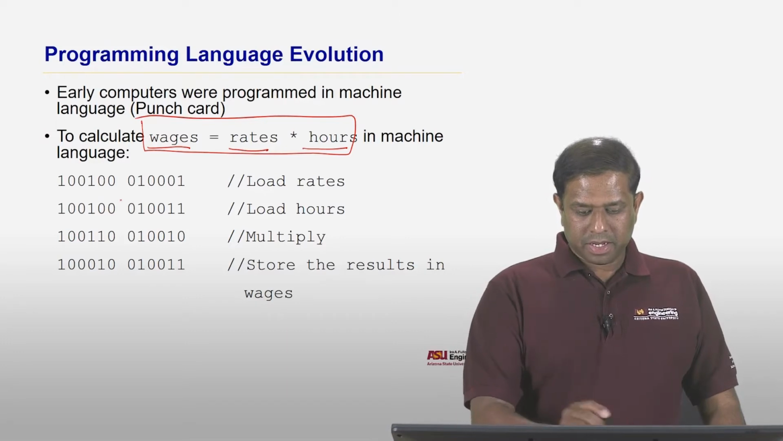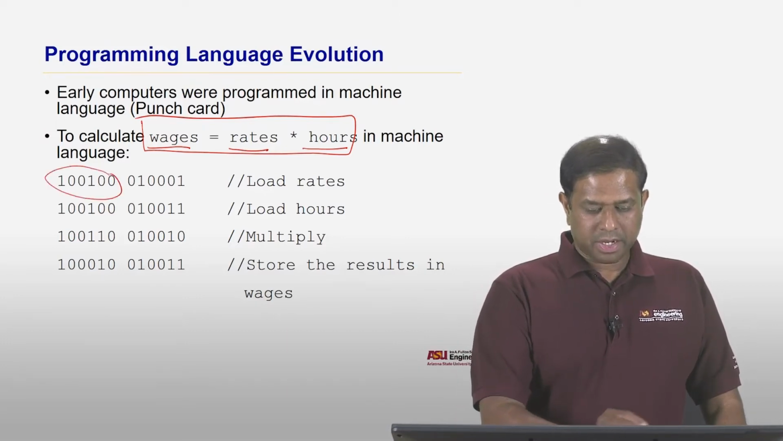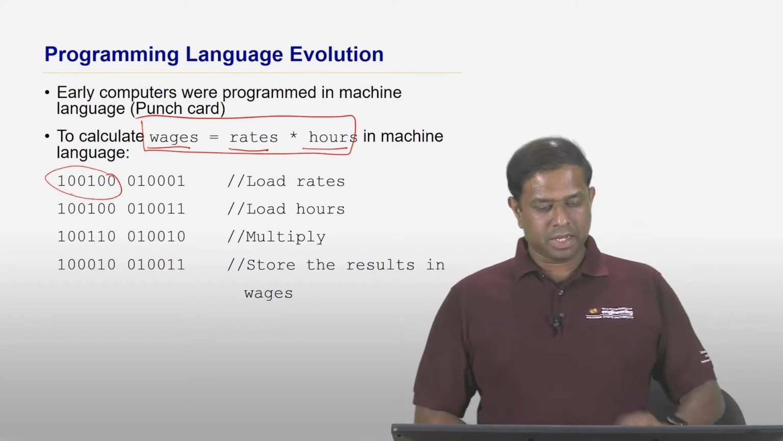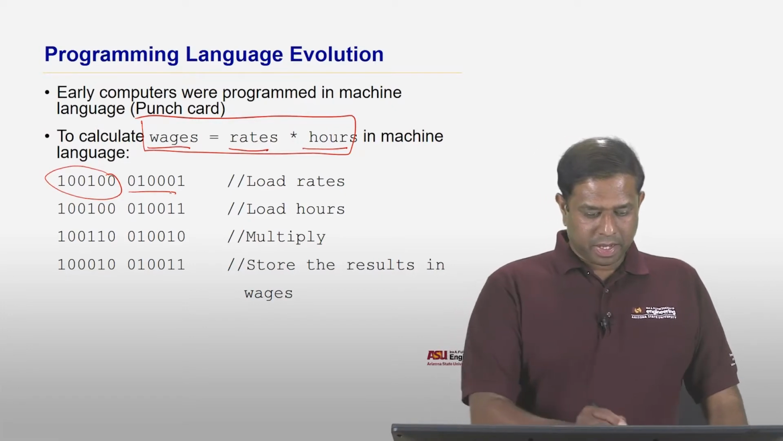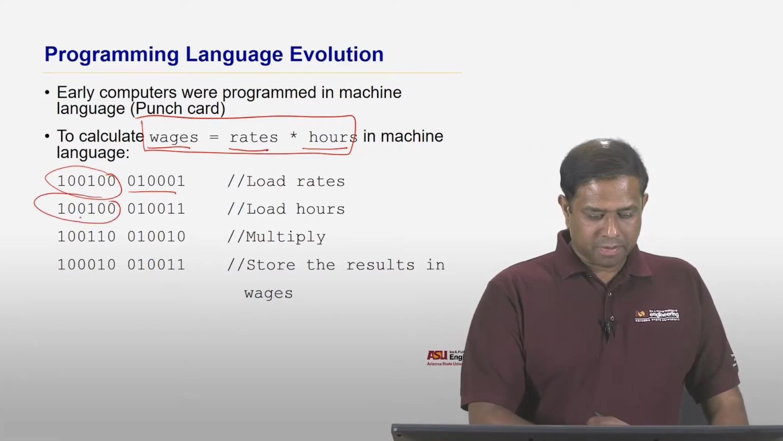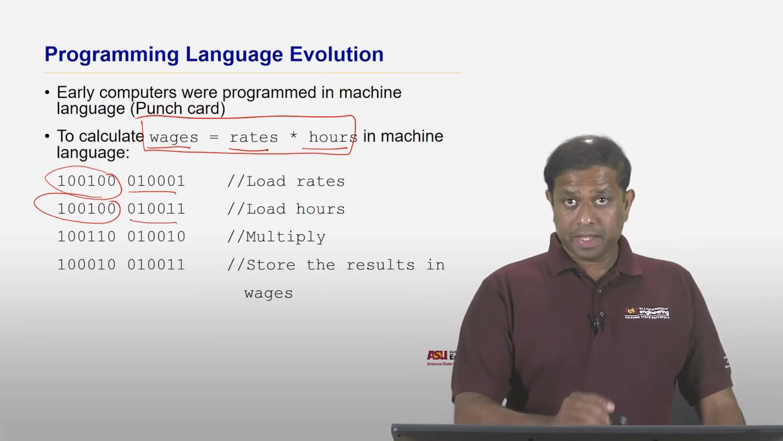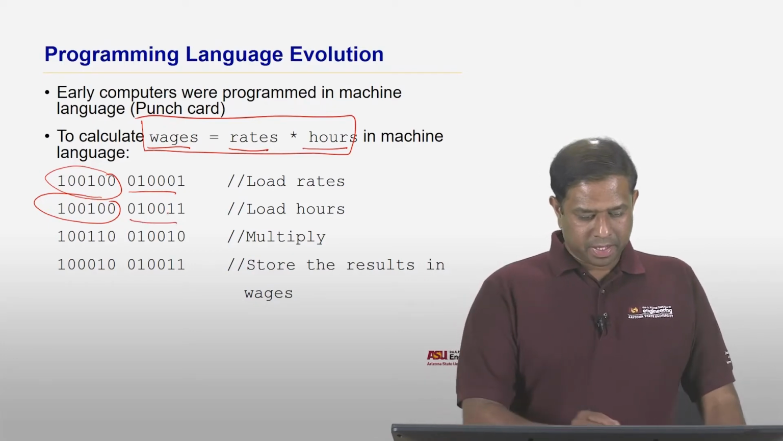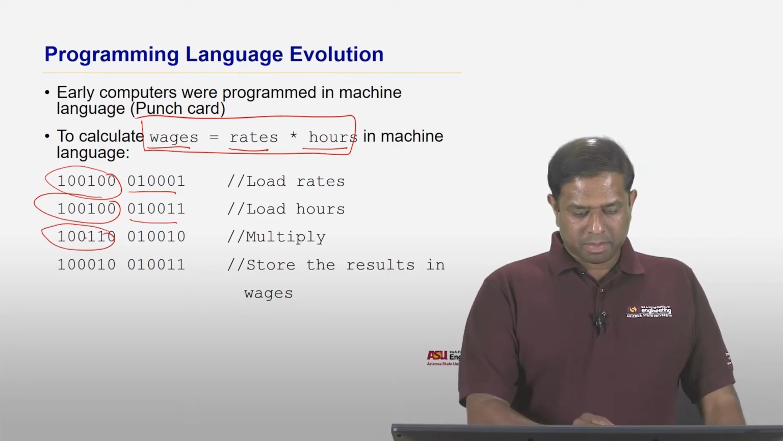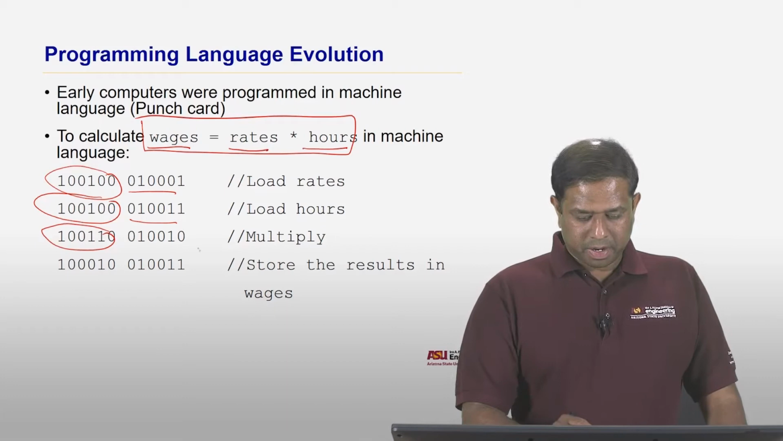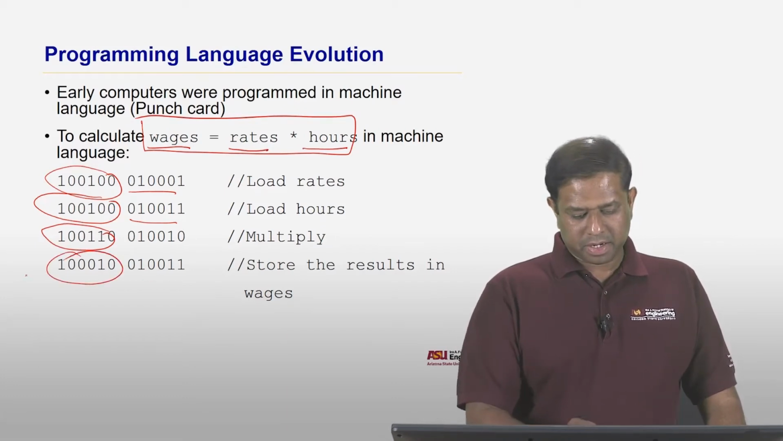In order to say load rates, we need to give the instruction in 0, 1 format, saying load and where the data is coming from. The second one is also a load. You can see it's the same bit pattern. The second data item is coming from this particular location. And then this is the instruction for multiplication, so multiply these two. Once you multiply, here we are saying store the result in this particular location.